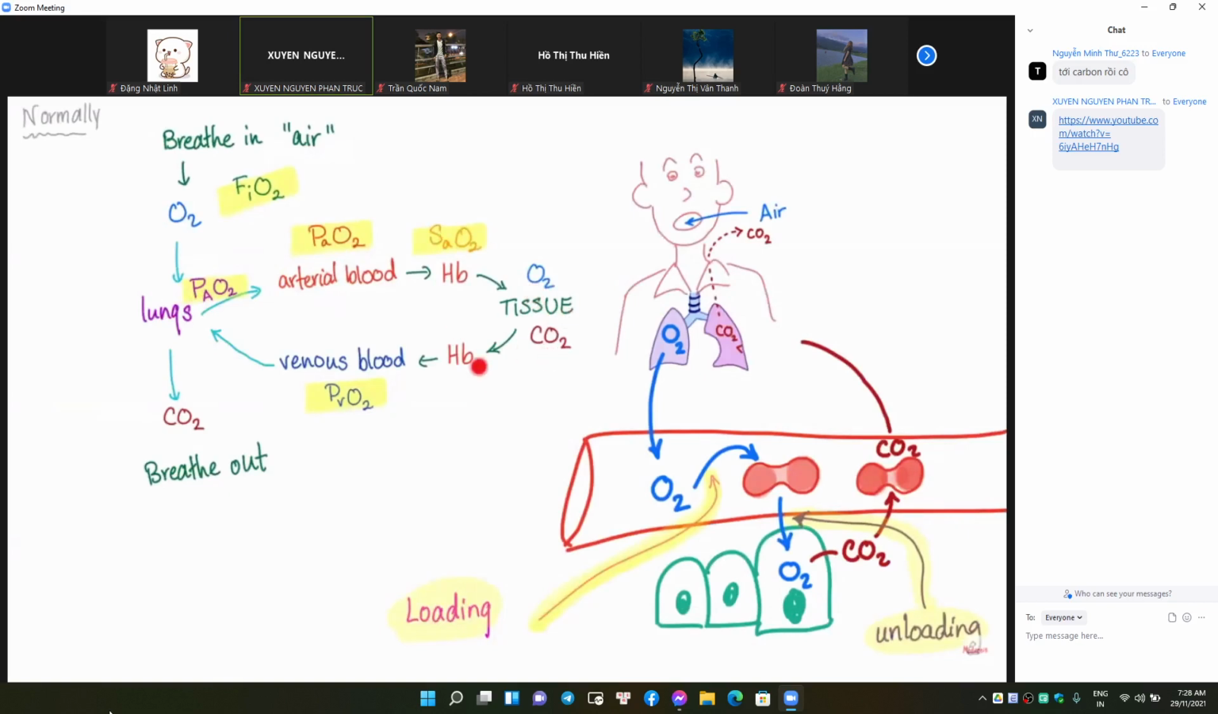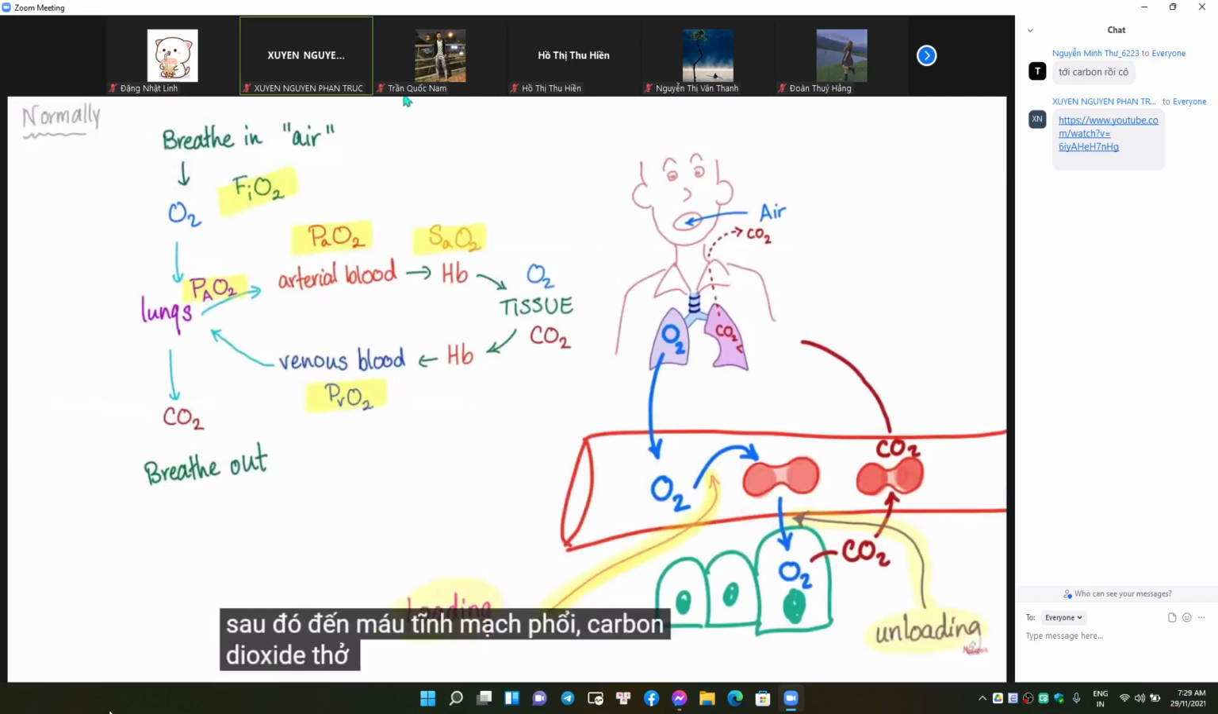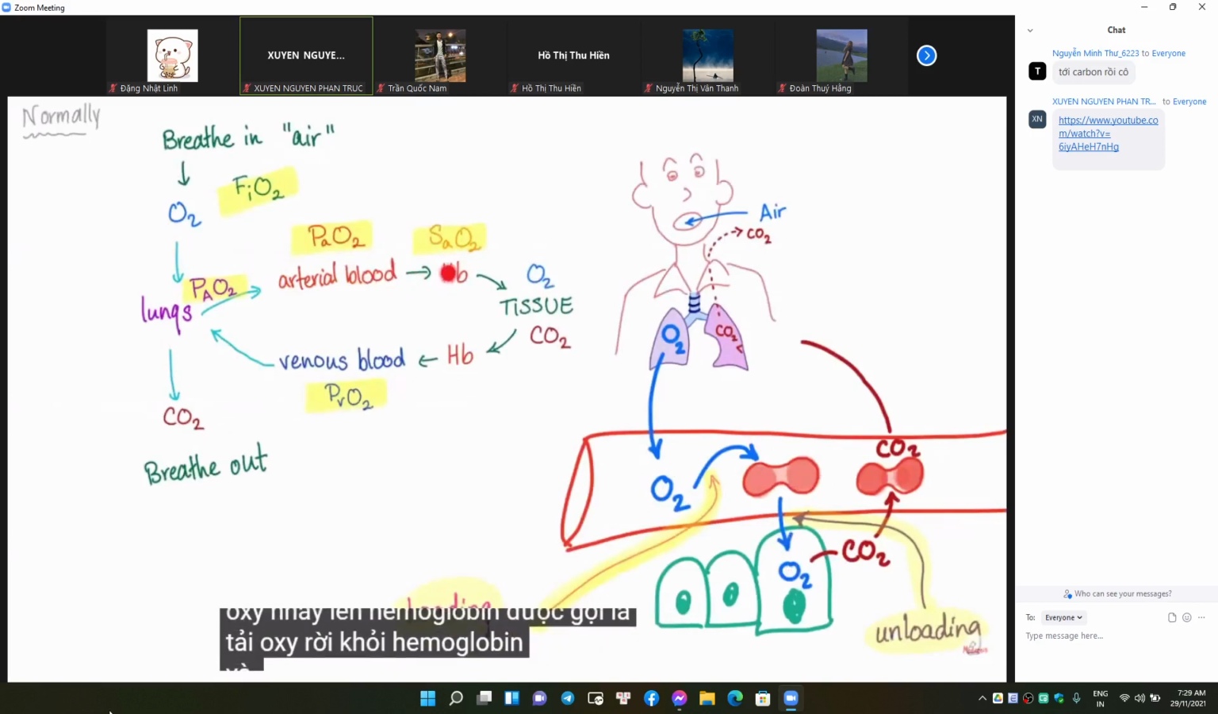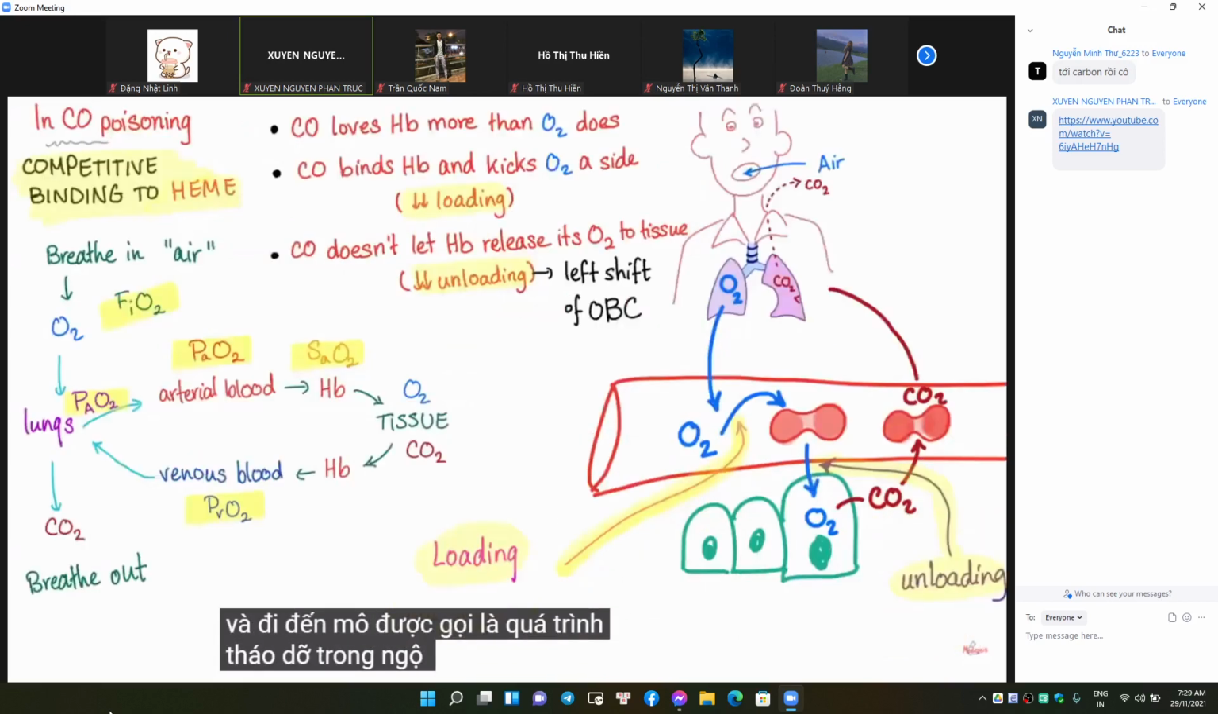in the tissue, carbon dioxide is produced on the hemoglobin, carbaminohemoglobin, and this is oxyhemoglobin. Then on the venous blood, lungs, carbon dioxide, breathe out. The process of the oxygen jumping onto the hemoglobin is called loading. Oxygen leaving the hemoglobin and going to the tissue is called unloading.